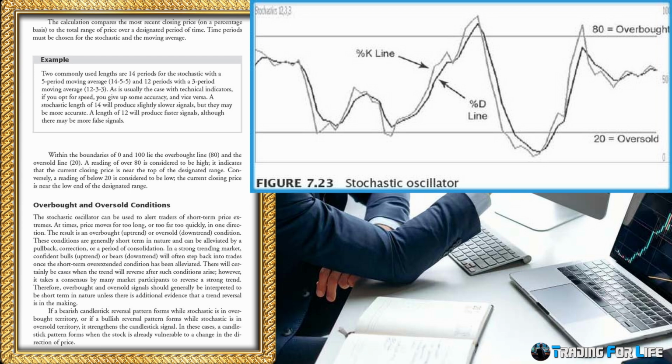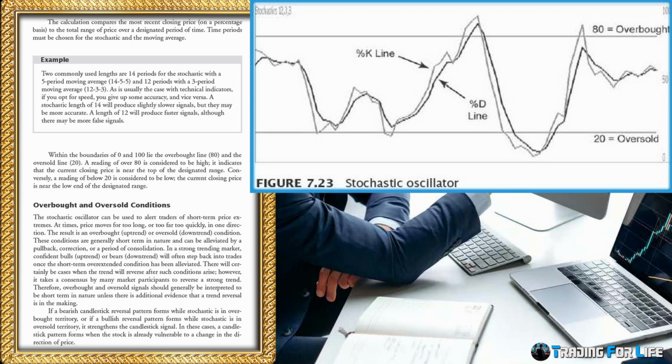Example: two commonly used lengths are 14 periods for the stochastic, with a 5-period moving average, the 5th of May 14, and 12 periods with a 3-period moving average, the 3rd of March 12. As is usually the case with technical indicators, if you opt for speed, you give up some accuracy, and vice versa. A stochastic length of 14 will produce slightly slower signals, but they may be more accurate.